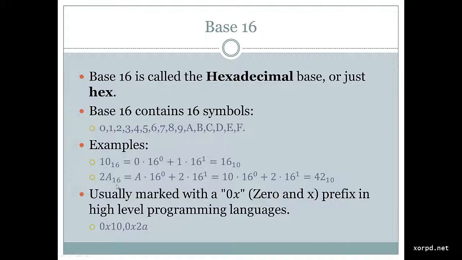This number is in base 16. It contains the letter A as one of its digits. So how are we going to calculate its total value? It goes like this: A times 16 to the 0 plus 2 times 16 to the first. Now you must be wondering, what is this A doing here? Well, this A has the same role as the number 10. We could replace it by 10, so that's what we are going to do. And we get 10 times 16 to the 0 and so on. And eventually we get 42.